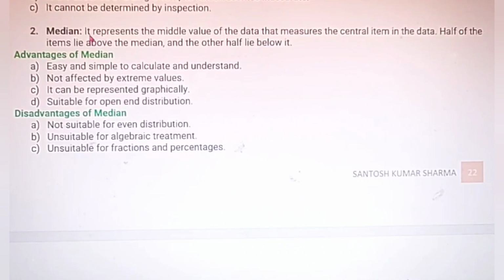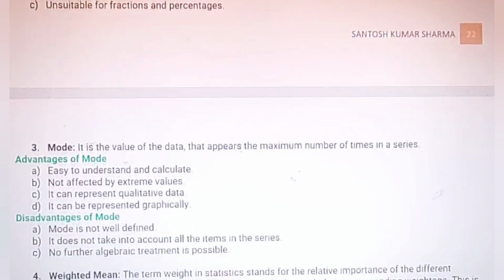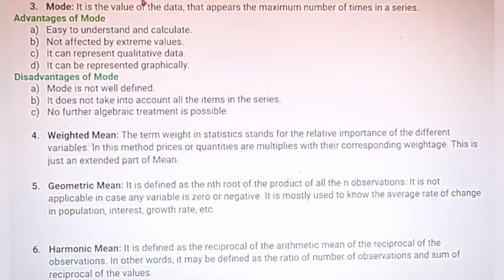When we talk about median, it represents the middle value of the data that measures the central item of the data, and half of the items lie above the median and the other half below it. Then again, you should learn about the advantages and disadvantages of median. In the same way, mode is the value of data that appears the maximum number of times in a series. And for mode, you should also learn about its merits and demerits.